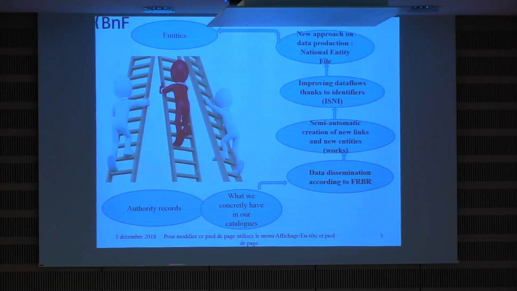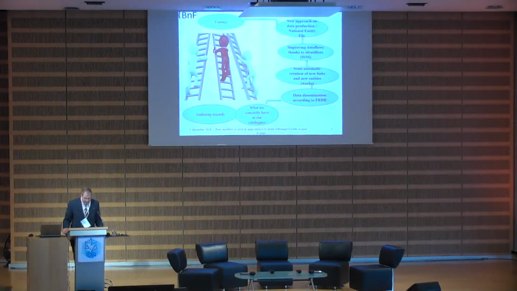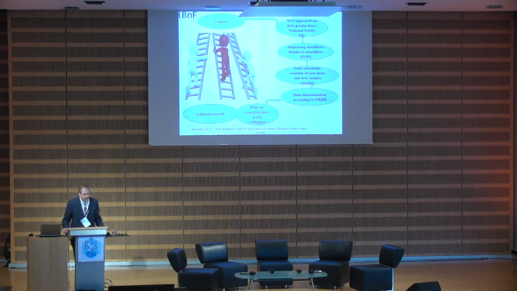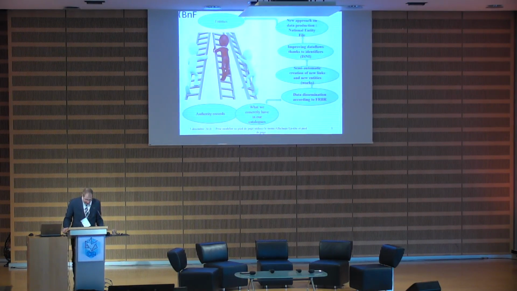The second question is how to implement this approach. At BNF, we have chosen to go step by step, being based on what we have concretely in our catalog, and move forward step by step to entities by implementing several projects. And the third question is, what is the librarian's role in this context, and how to reconcile automatic workflow and the librarian's expertise.